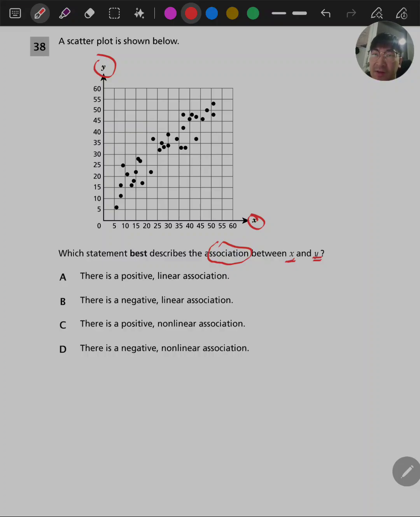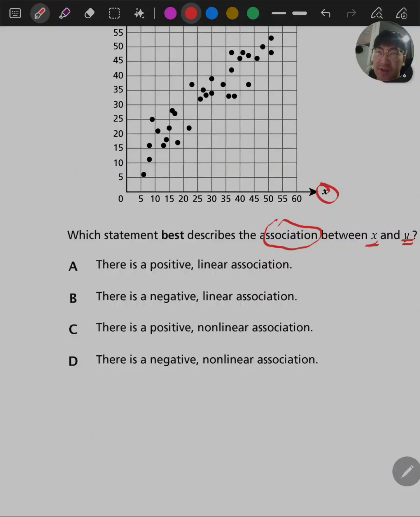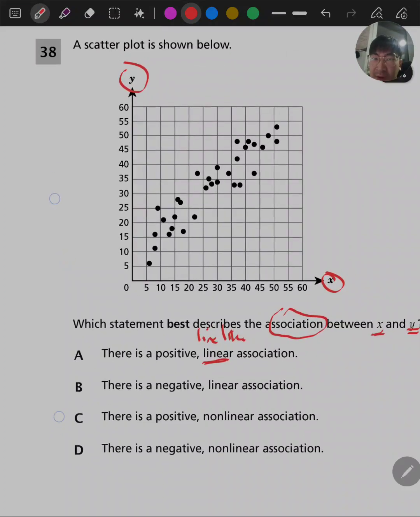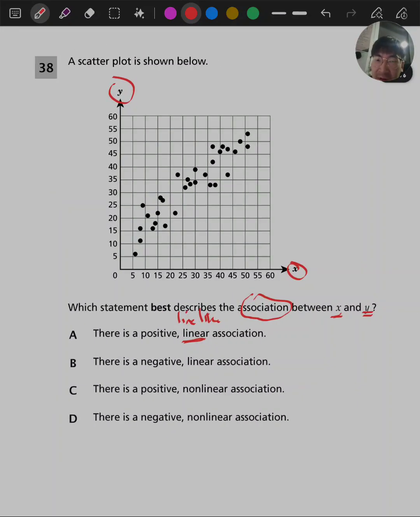So in order to do this, you have to look at the choices here. Linear means line-like. Okay, so there's a connection between them and it's a line relationship. From the scatter plot, it looks like that. It looks like it's a linear association.